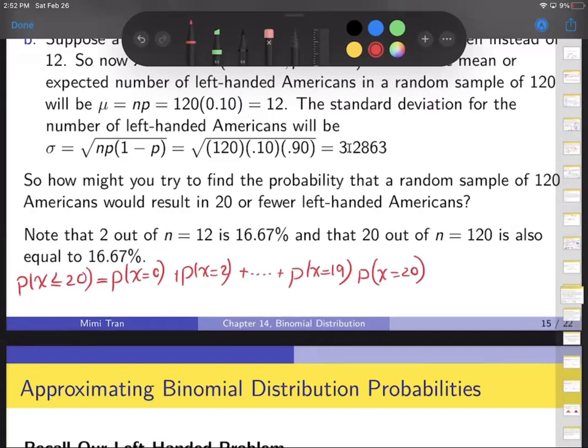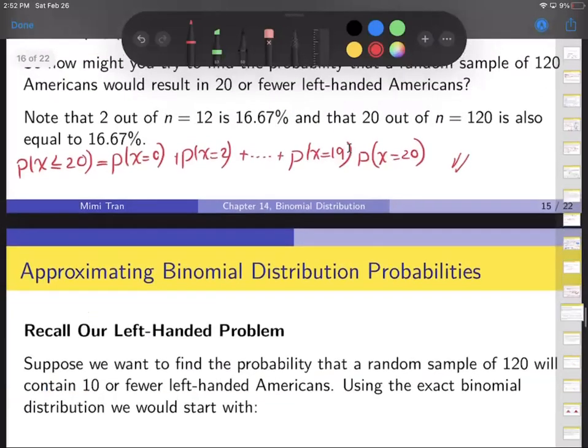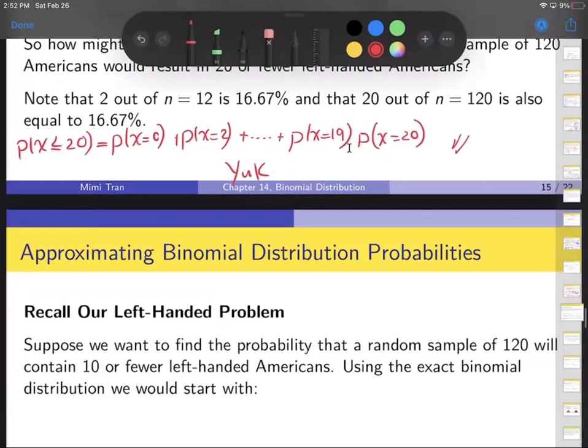You can calculate the exact, which is the way to go. Do this if you want the exact. Now, it's kind of yucky. How about you? Yeah, I don't want to do that, right? So what if there is a way that we can approximate this instead of doing the exact? It'll be good enough, right?